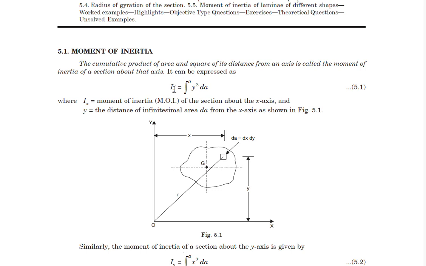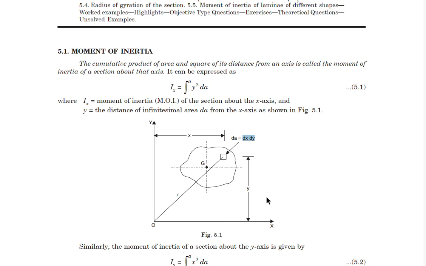Ix is equal to integration of y square into dA. What is dA over here? dA is nothing but the area of a small element, which is having the dimensions of dx and dy, as you are seeing here in figure 5.1. And y is the distance from the x-axis in this case, because we are having this Ix on the left hand side, which is representing the area moment of inertia about the x-axis. And y is the distance of the small element from the x-axis.